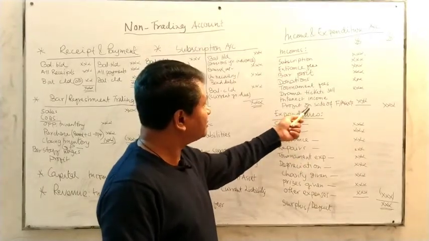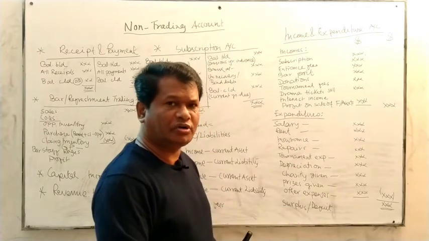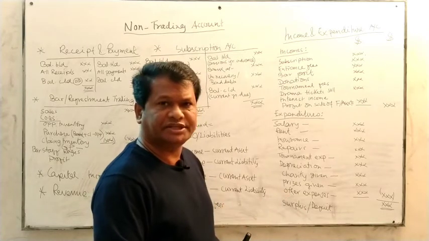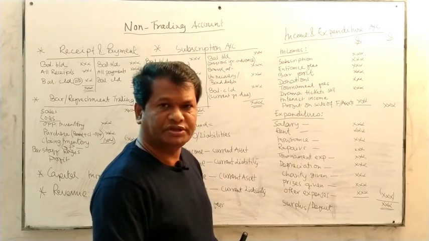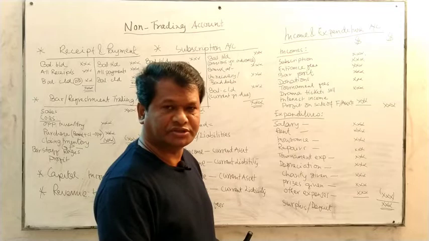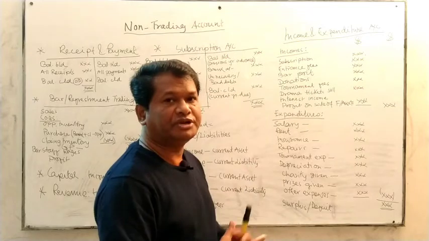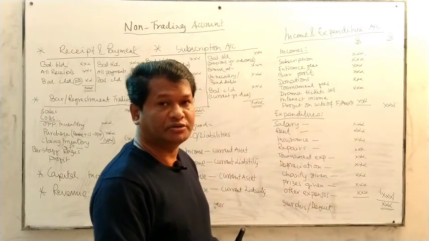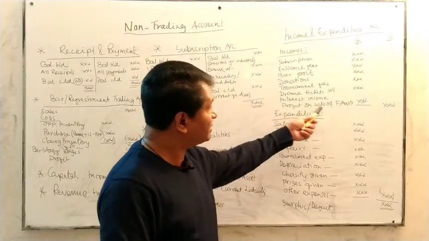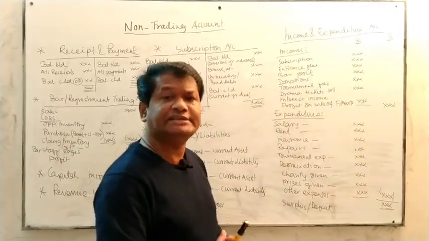Then the profit on sale of fixed asset. Sometimes an asset is sold by the organization at a profit. Maybe a car is sold by the business. The car's net book value was 500,000, but it is sold for 600,000. The difference, 100,000, is the profit made by selling that old car. So this is to be written as profit on sale of fixed asset. More or less these items come as incomes.